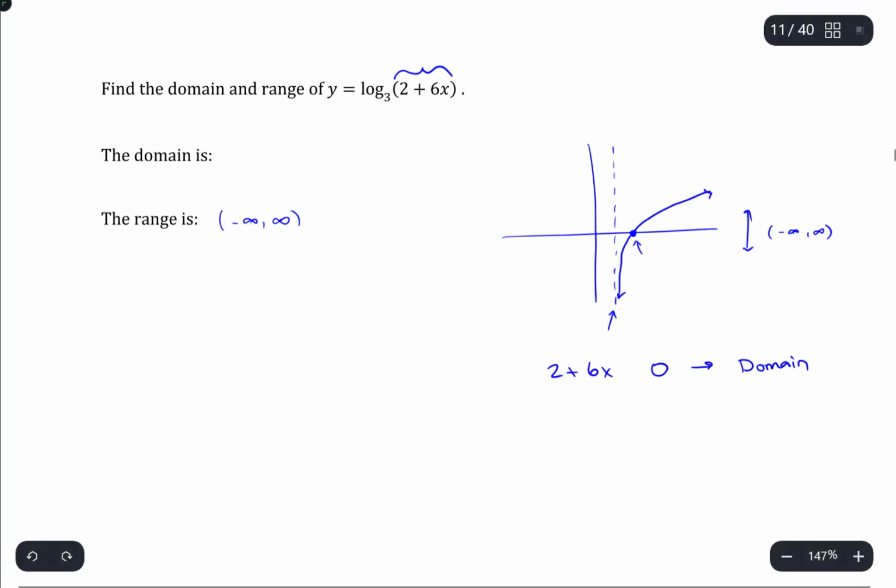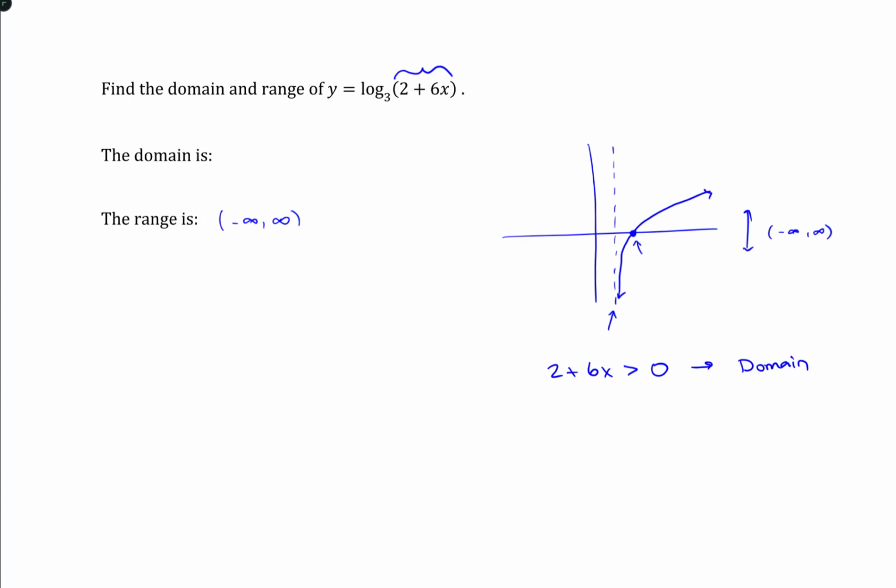Effectively, to get where the asymptote is, you just set the thing equal to 0. But if you want where the function is defined, it's only where those values are positive. So that's an easy way of getting the domain.